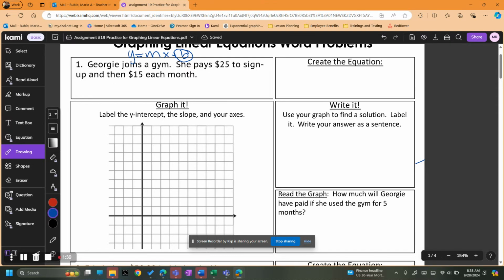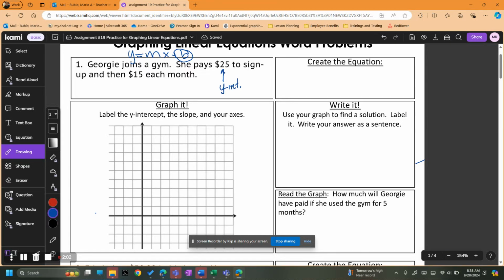So in this problem, what is Georgie going to do first? Where's her starting point? Is she going to start by paying $25 to sign up, or is she going to start by paying $15 a month? Well, before you go to the gym, you have to sign up first. So her first step is going to be to sign up. So this 25 represents our y-intercept.